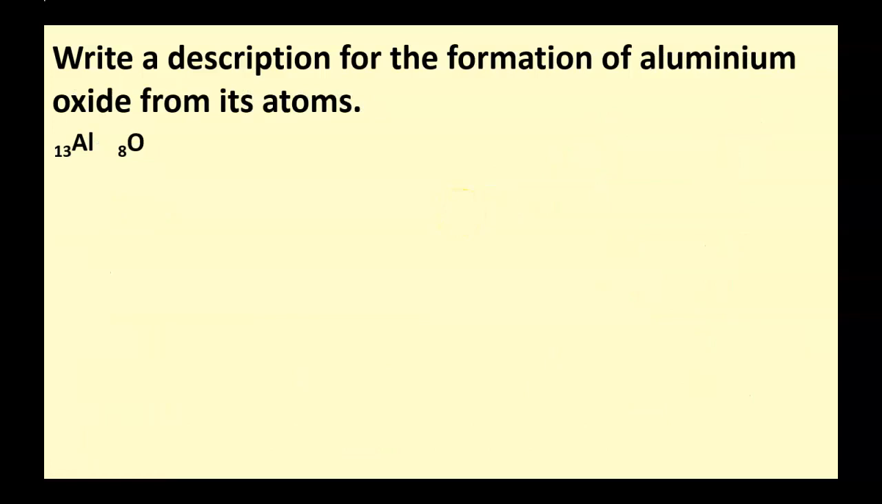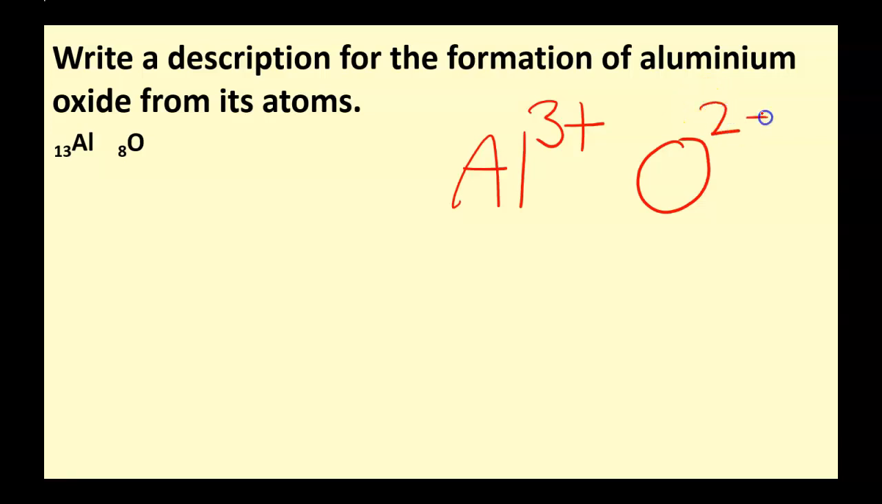Write a description for the formation of aluminium oxide from its atoms. Aluminium is in group 3 of a periodic table, so when it forms an ion, it will make an aluminium 3+ ion by the loss of 3 electrons. Oxygen is in group 6 of the periodic table, so it has 6 electrons in its outer shell. To obtain a full shell, it will need to gain 2 electrons. Formula of aluminium oxide, we use swap and drop. There's 2 up here, so we can write that down here. So Al2O3.